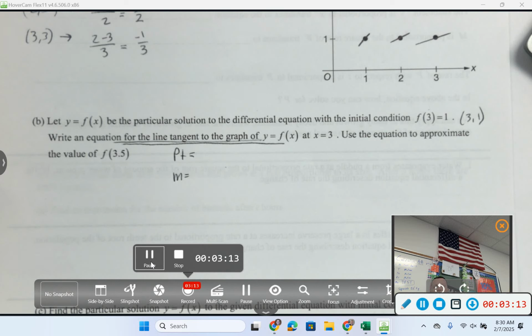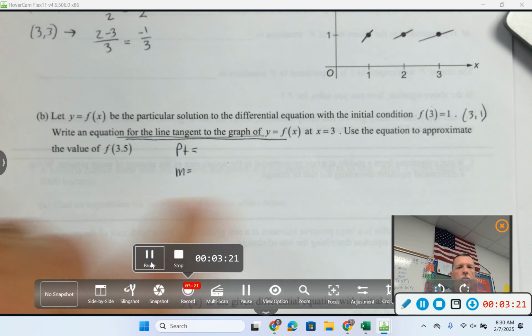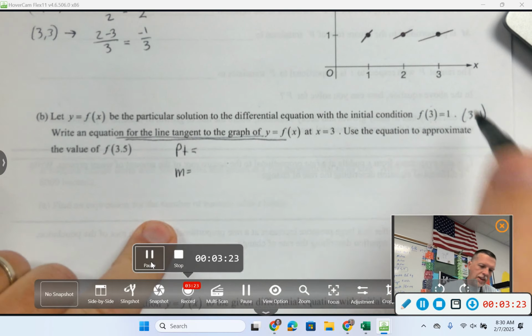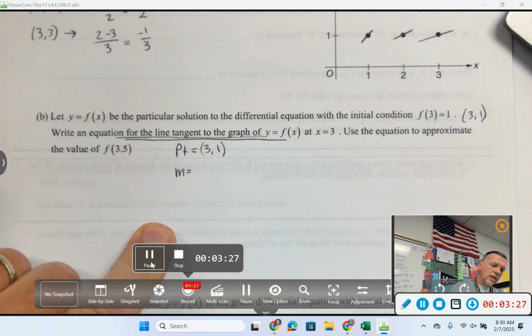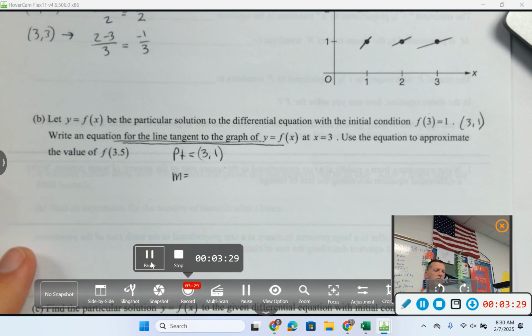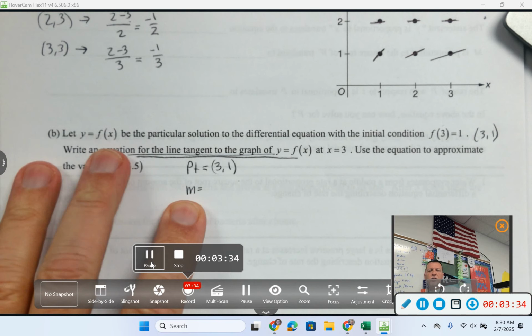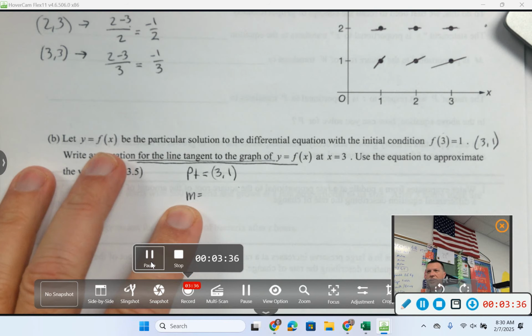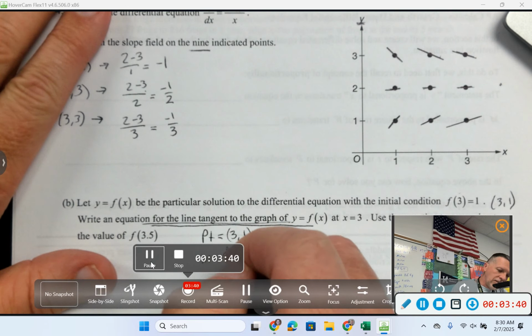And then I'll use that equation to approximate f of 3.5. Okay, so there's 2 things in this one. Write the line and then use the line. Write the line. Well, they gave me the point, 3, 1. How am I going to find the slope? What's another name for slope? Derivative. And they gave me a formula for derivative.